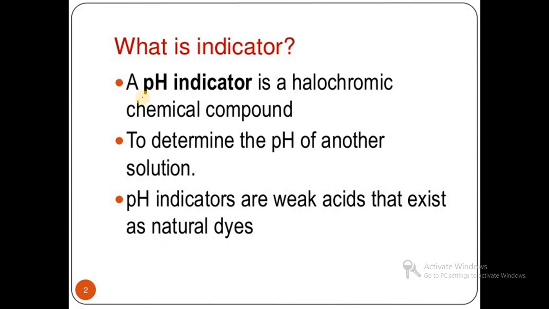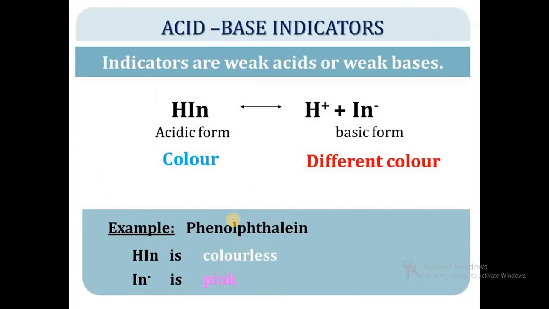Then what is an indicator? A pH indicator is a halochromic chemical compound. To determine the pH of another solution, an indicator is used. So overall, a pH indicator is a halochromic chemical compound. pH indicators are weak acids that exist as natural dyes. Acid base indicators are weak acids or weak bases.